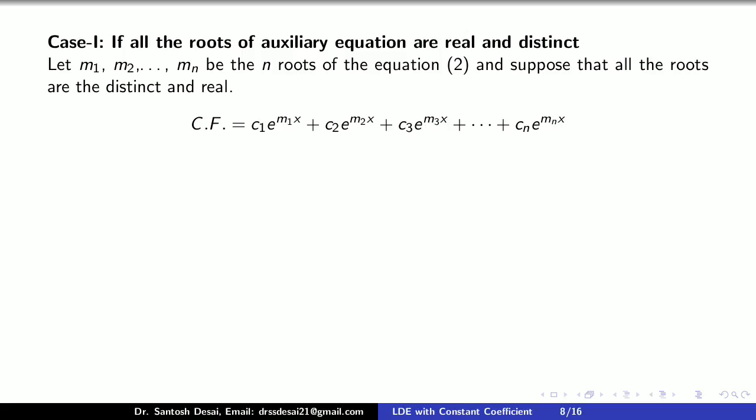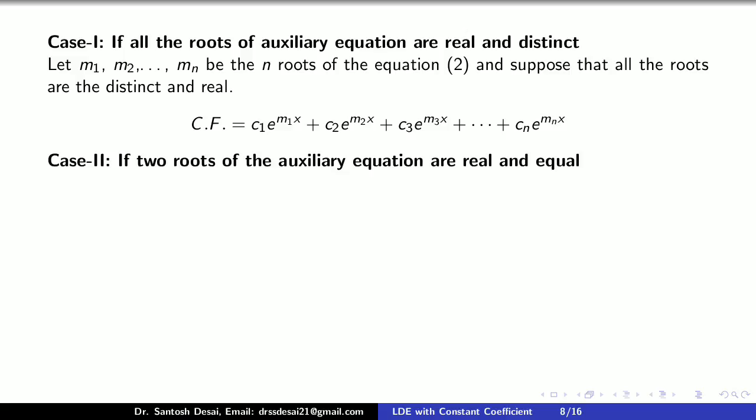So you remember this rule. When all the roots of the auxiliary equation are real and distinct, then the complementary function is given by c1 e^(m1 x) + c2 e^(m2 x) + c3 e^(m3 x) and so on plus cn e^(mn x). So this is our first rule.